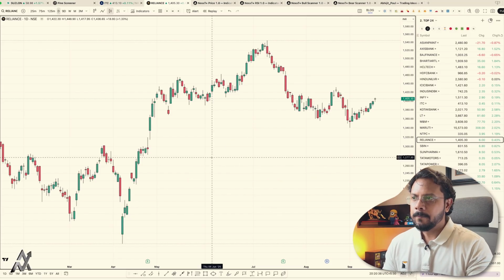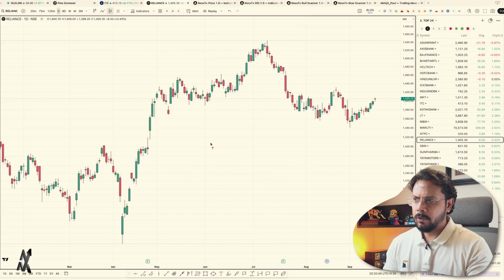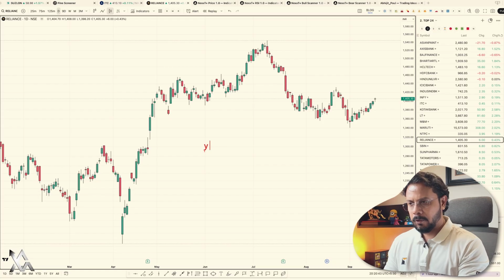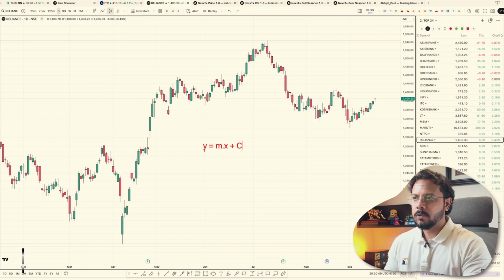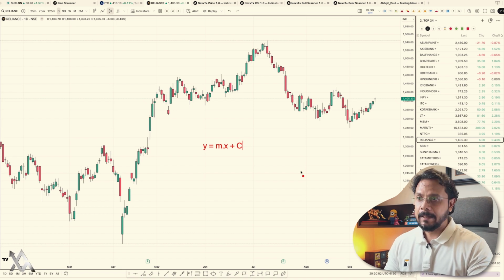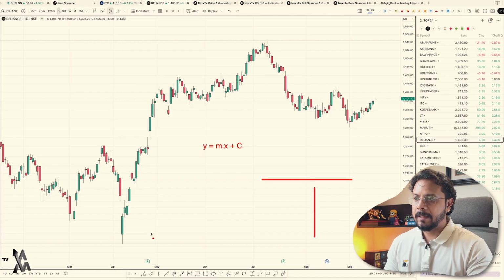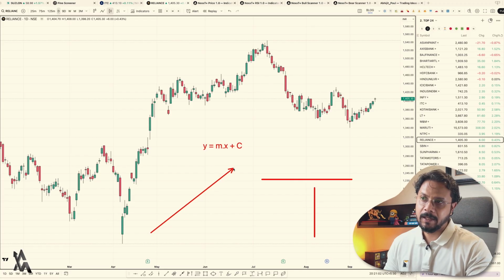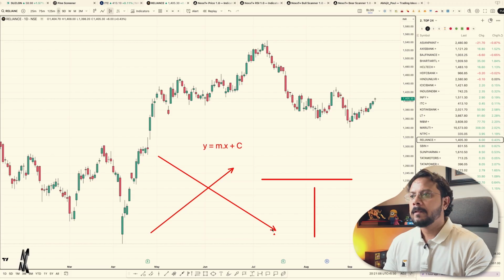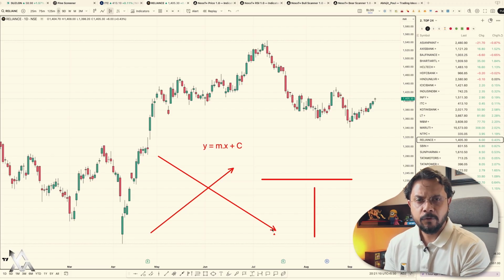Trend line, you would know the formula, y is equal to mx plus c, just in case. So essentially, this particular line can be a horizontal line, can be a vertical line, can be a line angling up, which has got some angle on the upside. And of course, it can be a line angling down with an angle on the downside. These are the 4 different types of lines that we can draw. But which one should we draw? What highs or lows should we choose and why?